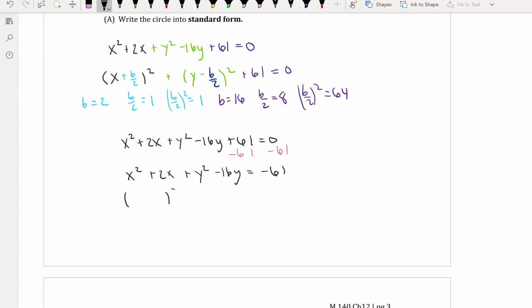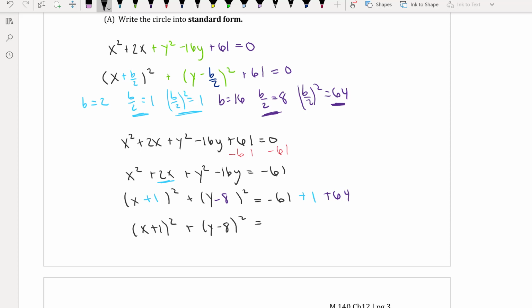Now I'm going to do the completing the square. So I'm going to have my x and my y kind of already figured out. So my b divided by 2 value is here. So I'm going to say plus 1. So that means the thing squared is also going to be 1. 1 squared is 1. Now over here, my b divided by 2 for my y value is 8, so I have a minus 8. And if I square that, remember I had that positive 64. So now I'm going to have x plus 1 squared plus my y minus 8 squared. And now I'm going to add all those numbers together. Negative 61 plus 1 plus 64 gives me a positive 4.